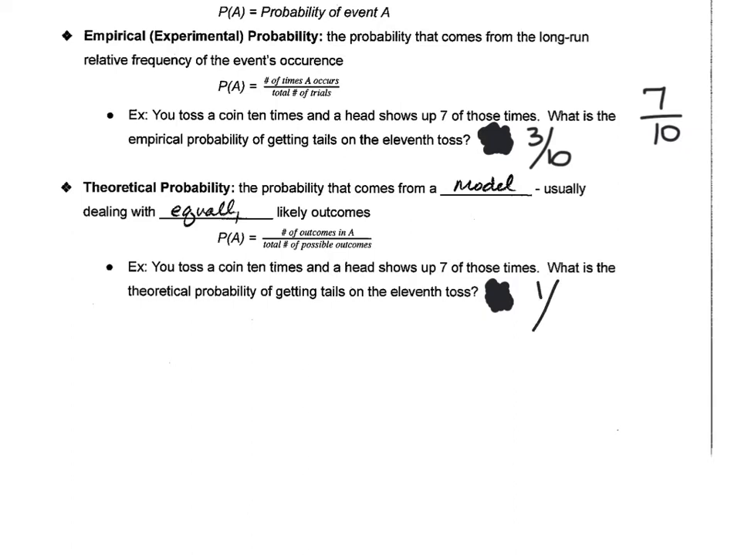Well, when you flip a coin, you either are going to get heads or you're going to get tails. So it's 1 out of 2. There's only one heads and there are 2 options. It's either going to be heads or tails. 1 out of 2.